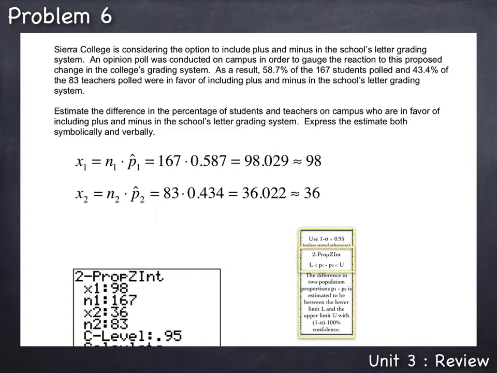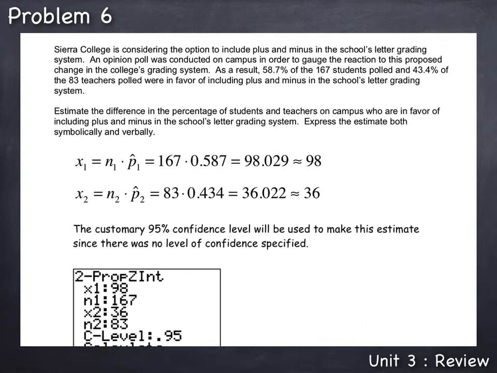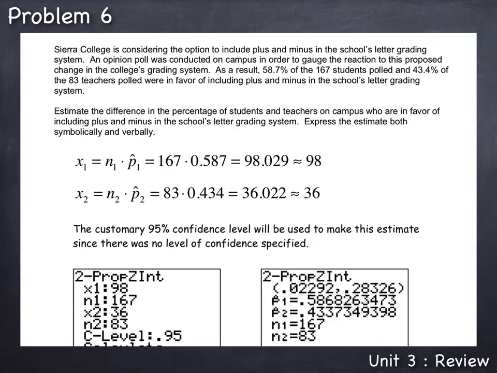With these values entered, we then go down to C-Level, the confidence level. Since no confidence level is given, we're going to use the customary 95% confidence level to make our estimate. So we enter the 95% in the calculator as 0.95 decimal. Now we go down with the blinking cursor on Calculate and press enter, and the calculator calculates the confidence interval for us by giving us L, the lower bound, and U, the upper bound.